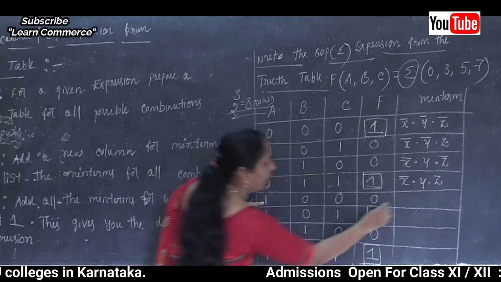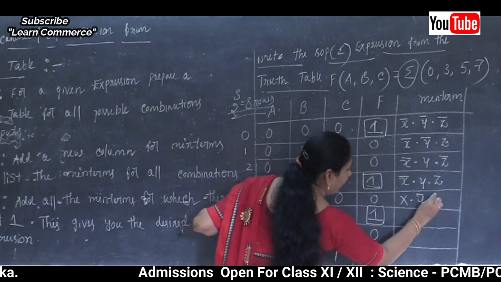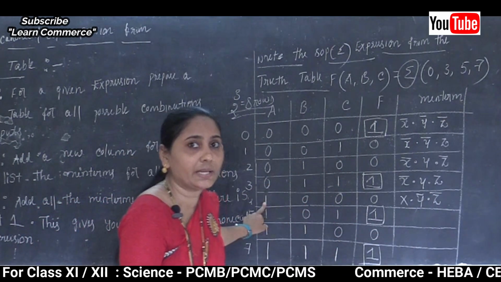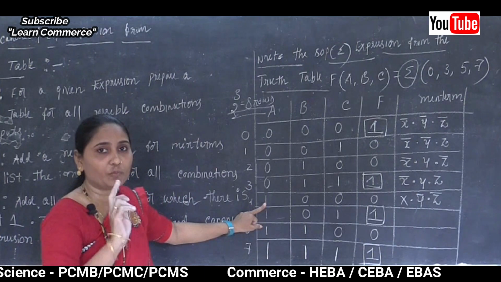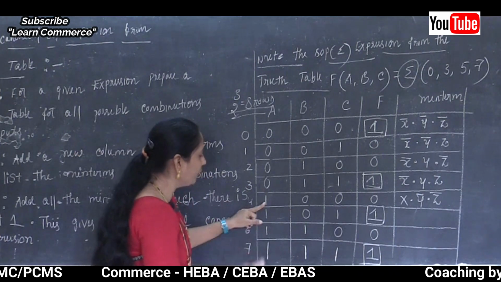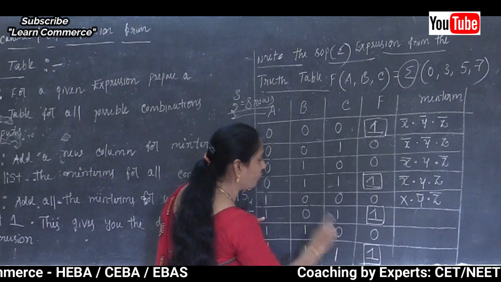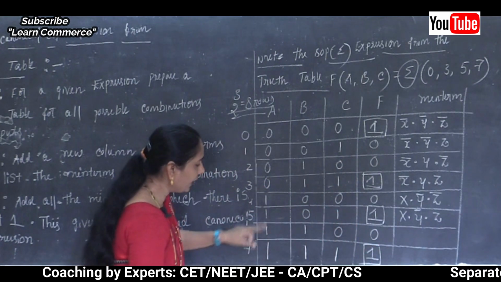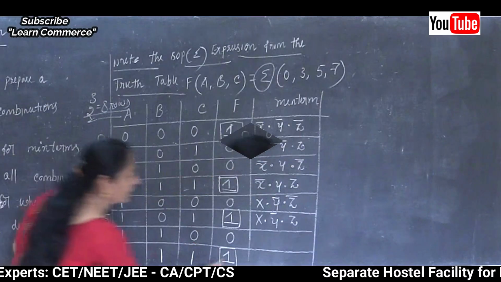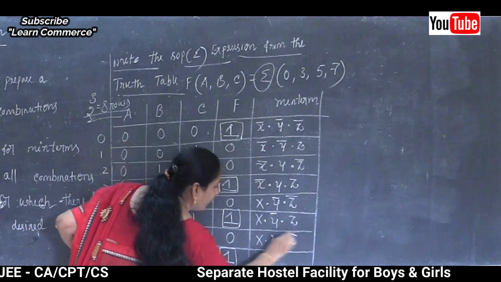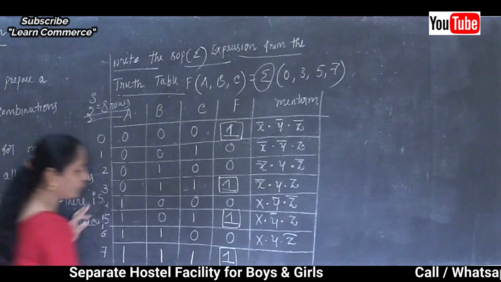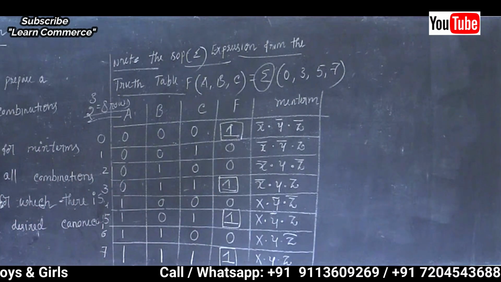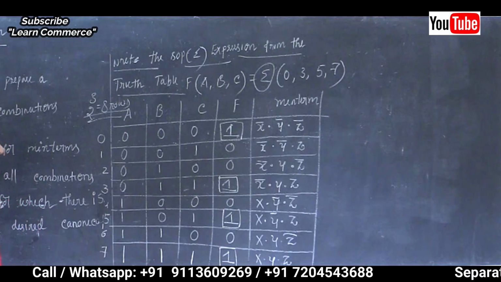Now 1 0 0 means x complement y complement z. You know about this: for a variable with value 0, take its complement, and if the value is 1, there is no complementation of the variable. Next, 1 0 1 is x complement y z. Lastly, 1 1 0 is x y complement z. For the last one, the value is 1 everywhere, so no complementation: x y z.